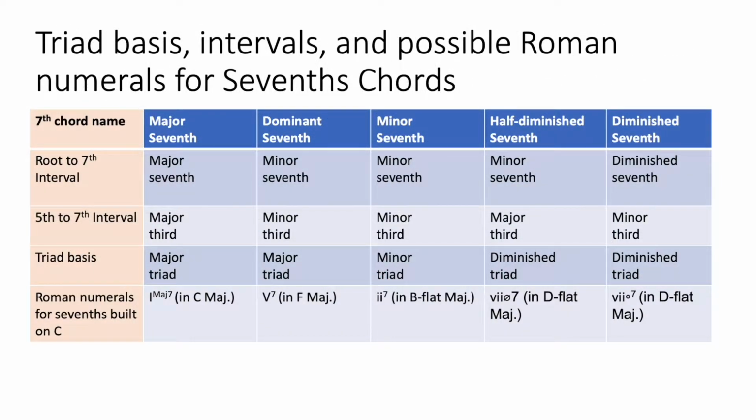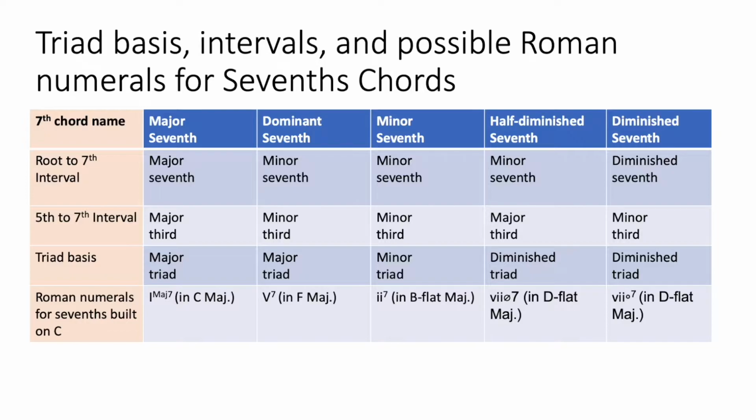All of the seventh chords have different interval content. The major seventh and the dominant seventh both start with a major triad, and for the major seventh we add a major seventh to it, and for the dominant seventh we add a minor seventh above the root. The minor seventh chord starts with a minor triad and has a minor seventh above the root. The half diminished seventh and the diminished seventh chords both start with a diminished triad. The half diminished seventh chord adds a minor seventh above the diminished triad, and the diminished seventh chord adds a diminished seventh above the diminished triad.